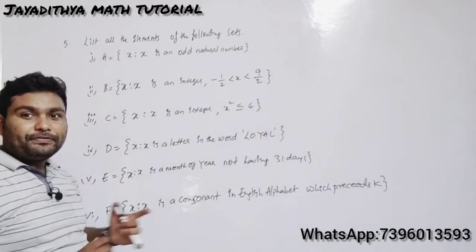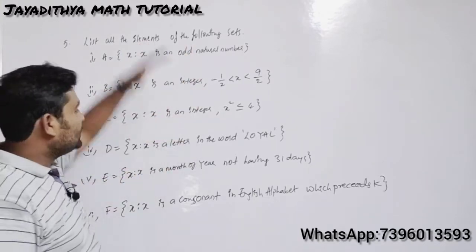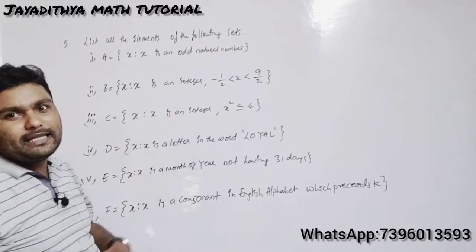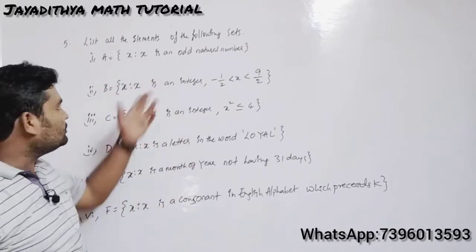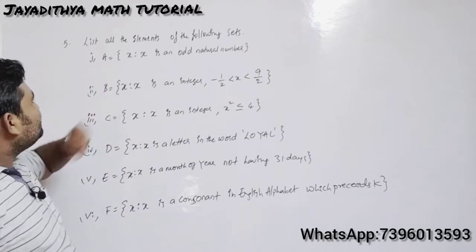This is the fifth question. List all the elements of the following sets. Here some set builder forms are given. Listing all the elements means you can write the roster forms of these set builder forms. This is very easy, as we have discussed in the previous case. So what is the first one?